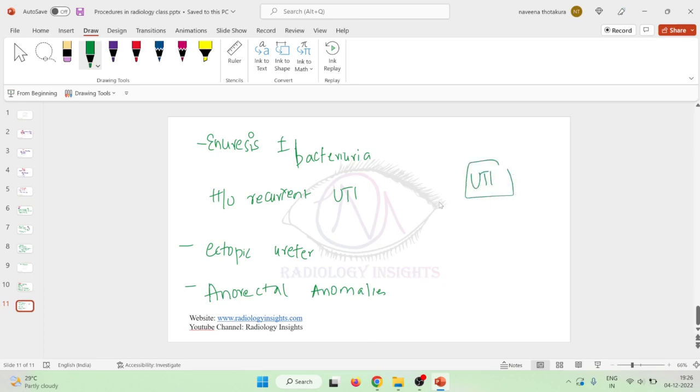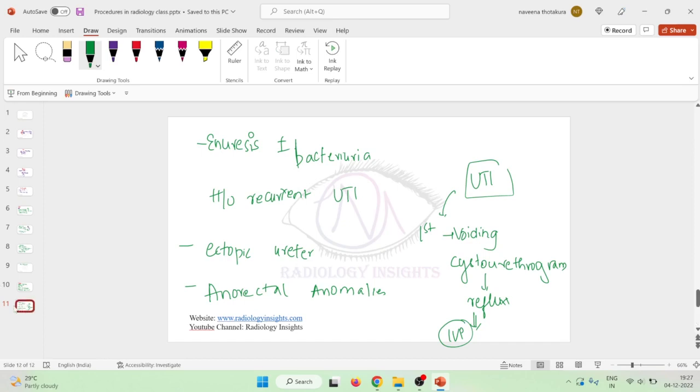One important thing is if the patient has UTI. If the patient has UTI, first and foremost, we should do a voiding cystourethrogram, or micturating cystourethrogram. If the voiding cystourethrogram reveals any reflux, only then can we do intravenous pyelogram. But we generally do not do intravenous pyelogram for the evaluation of urinary tract infections directly.